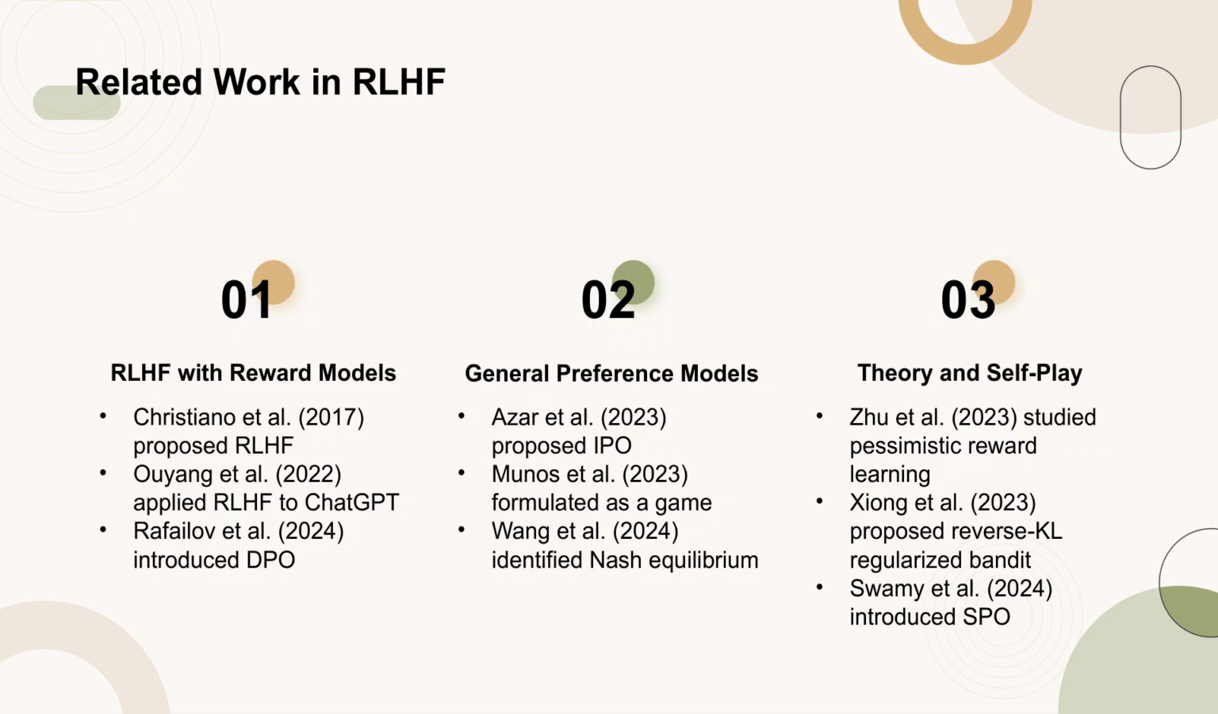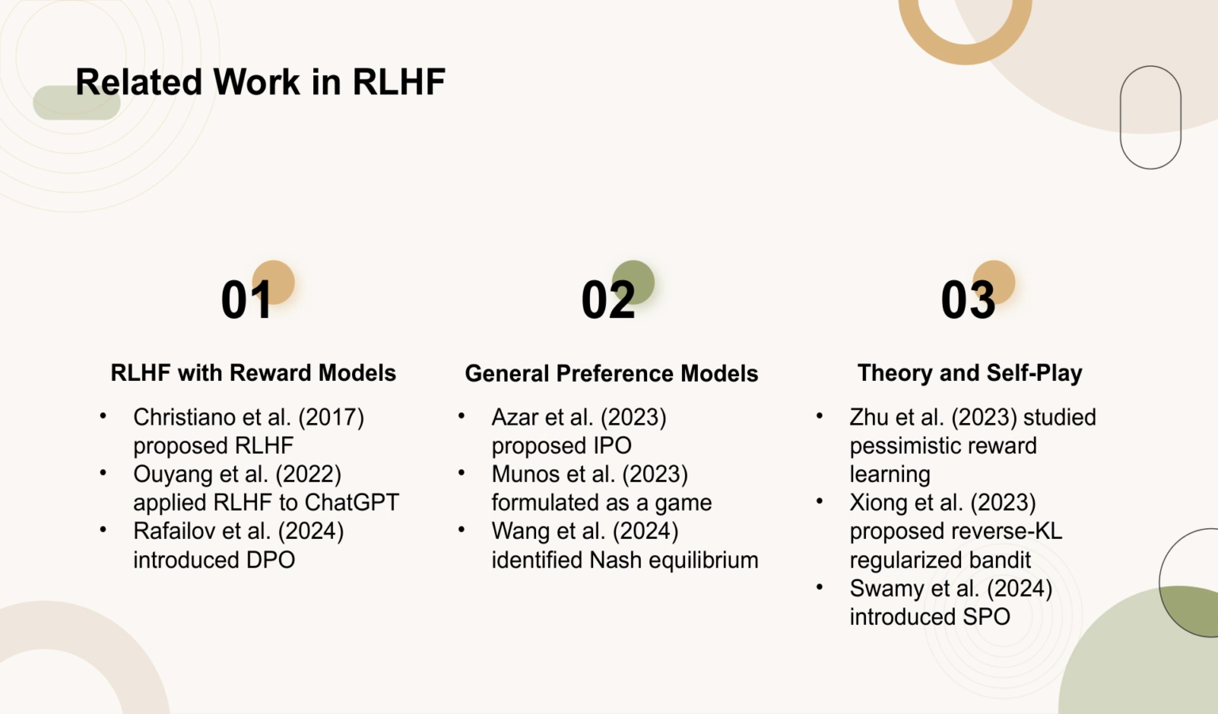In the realm of reinforcement learning from human feedback, RLHF, several methodologies have been proposed. Initially, Christiano et al. 2017 introduced RLHF, which was later applied by Ouyang et al. 2022 to fine-tune large language models like ChatGPT. More recently, Rafailov et al. 2024 proposed the direct preference optimization (DPO) method, which is claimed to be more efficient and stable.